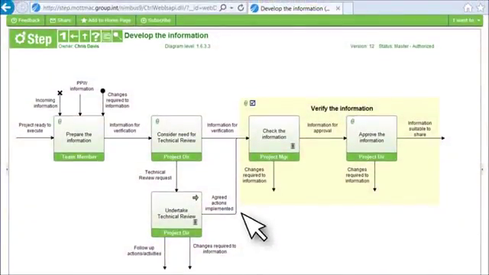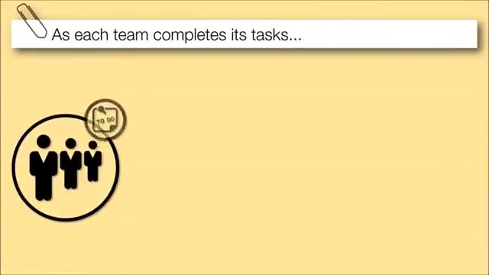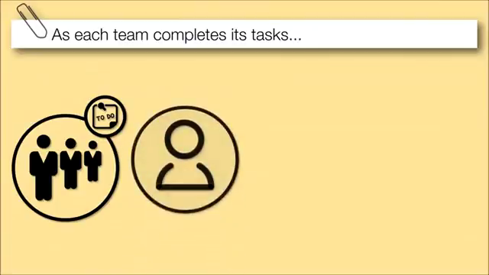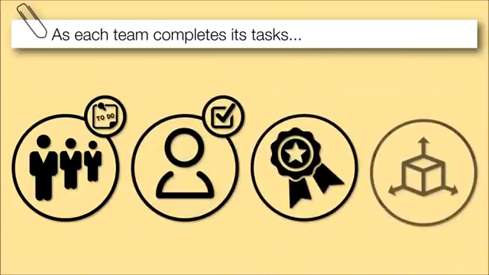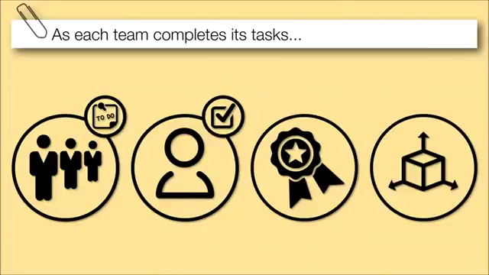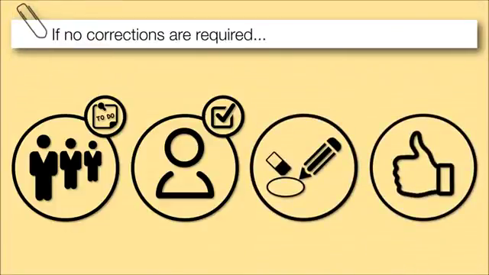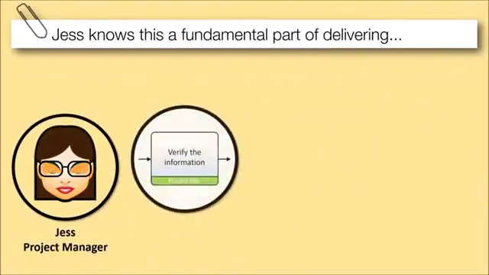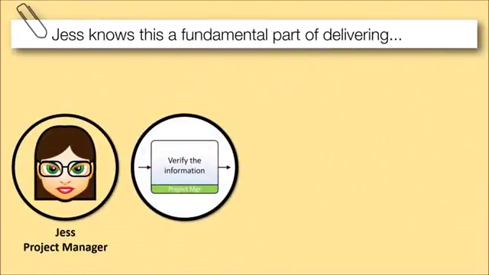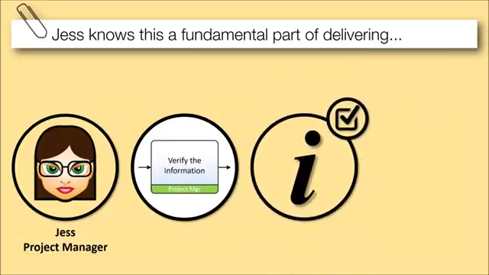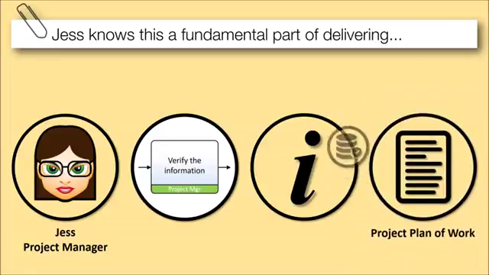The next step in the develop stage is to verify the information. As each team completes its tasks, their assigned checkers verify the quality and technical accuracy of the information. If no corrections are required, it is passed on for approval. Jess knows this is a fundamental part of delivering successful projects. She ensures all information is checked against specific criteria as set out in the project plan of work. Records are kept of the checks made.